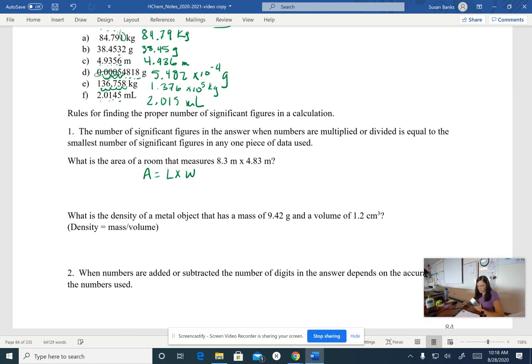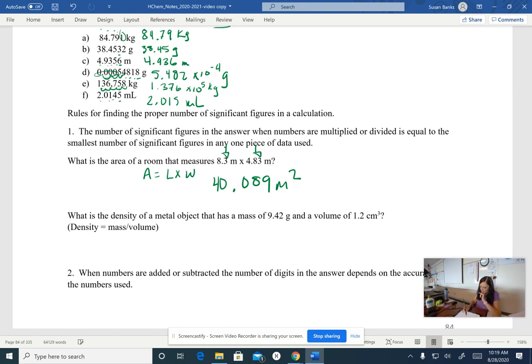the width, right? So I'm just going to take my calculator and I'm going to type in 8.3 and I'm going to multiply it by 4.83. And your calculator comes up with this. I don't know if you can see that in there, but it comes out with 40.089 meters squared.